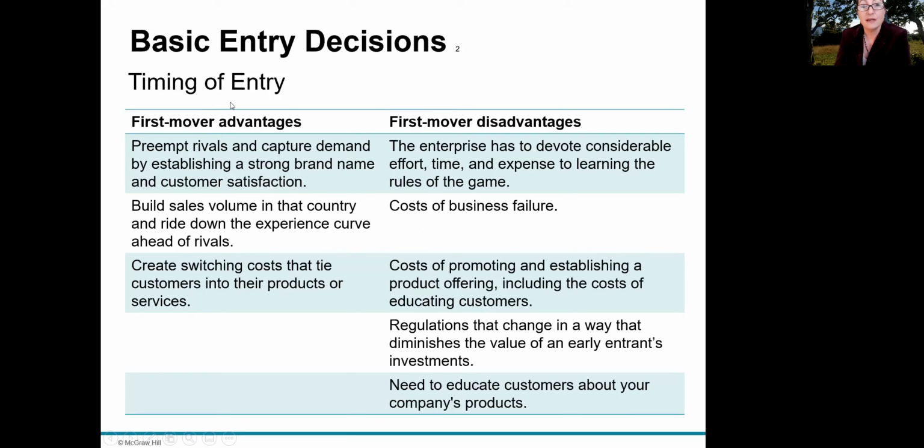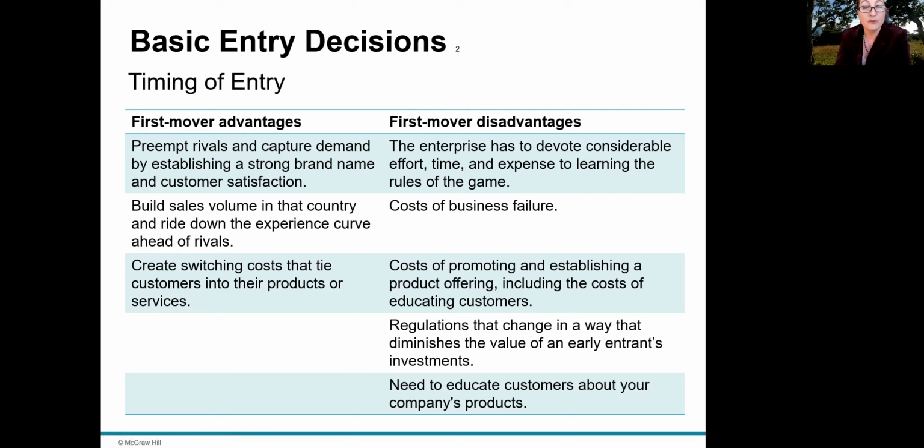Now, another basic entry decision with regards to international business and foreign market expansion is the timing of entry. You might think that you want to be a first mover and gain all the advantages of being a first mover, but there's actually some disadvantages in being a first mover. Let's look at the advantages first.